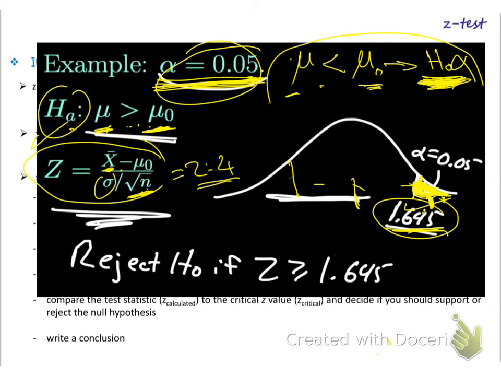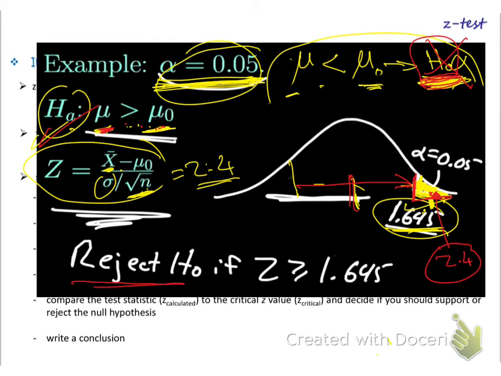Just write it here. So 2.4 will be here in this area. This is the rejected zone for the null hypothesis. So it falls within the rejected zone of the null hypothesis, so the null hypothesis is not valid. It's rejected. Okay. And at the same time, mu is greater than mu naught. So the alternative hypothesis is acceptable.